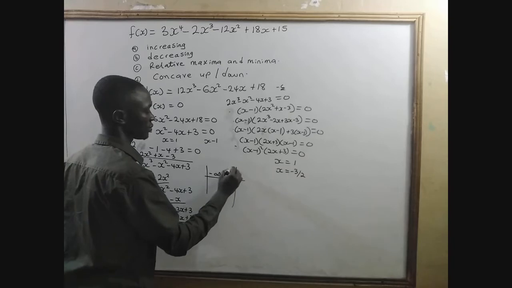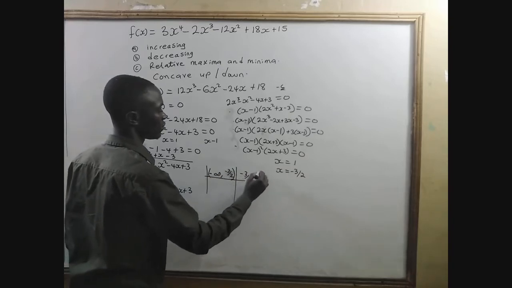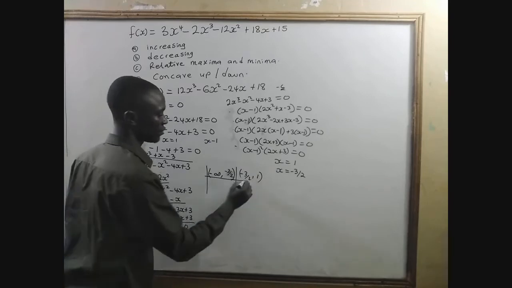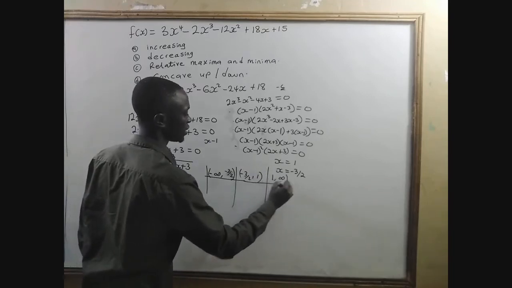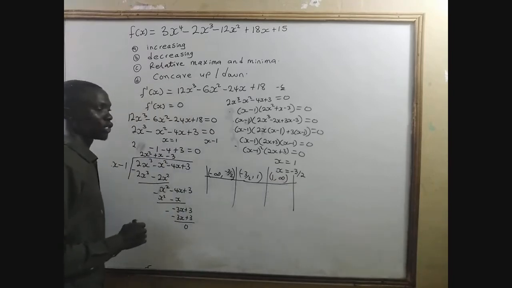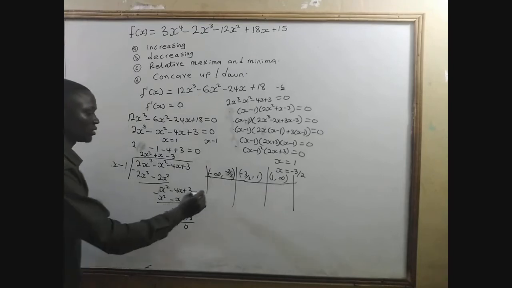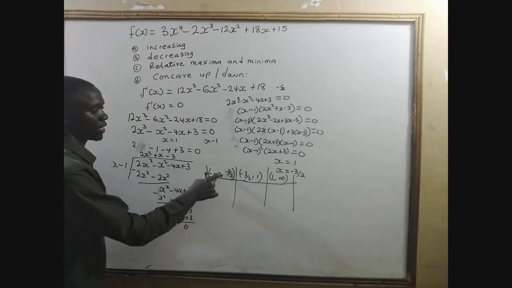Then you have negative 3 on 2 to positive 1 as another interval, and then we have positive 1 to positive infinity as another interval. So what do we do within these intervals? Within each interval, we're going to check f prime of a number within that interval.